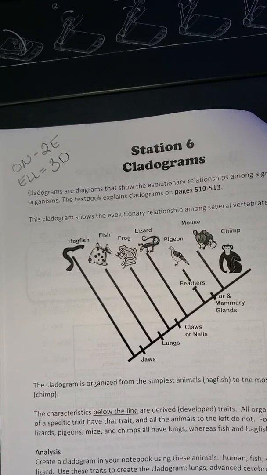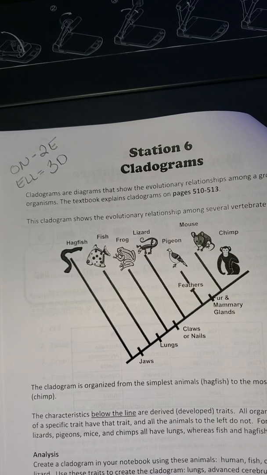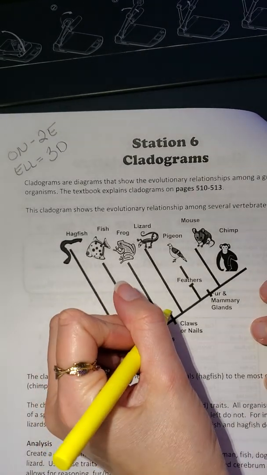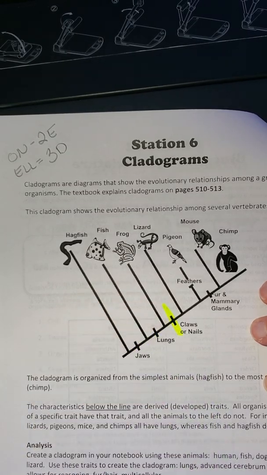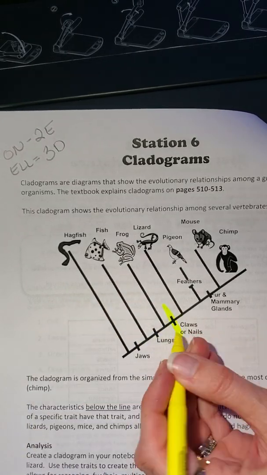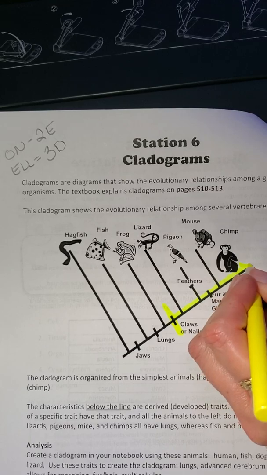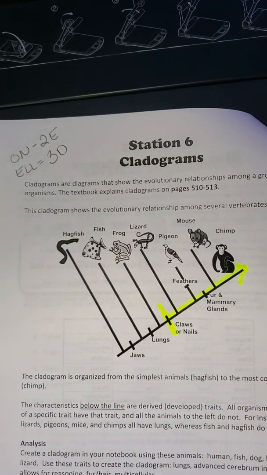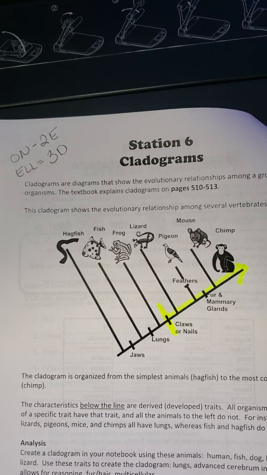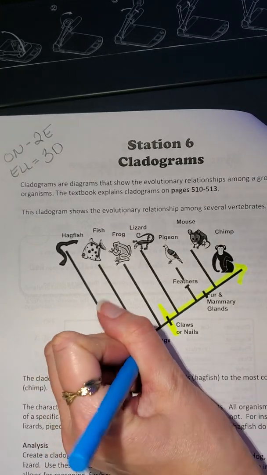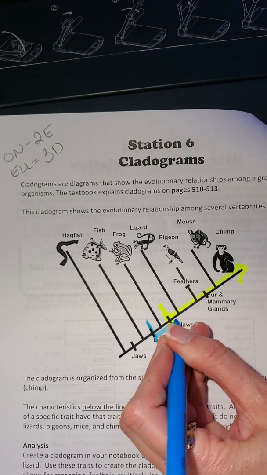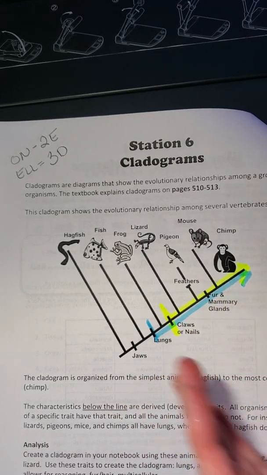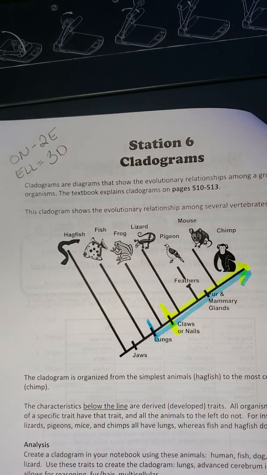So this is the cladogram here. Just remember, if this is my point or trait that I'm looking at, from here up has the trait. From here down, it does not have the trait. So from here up, all of these things have the trait, but nothing below it does.